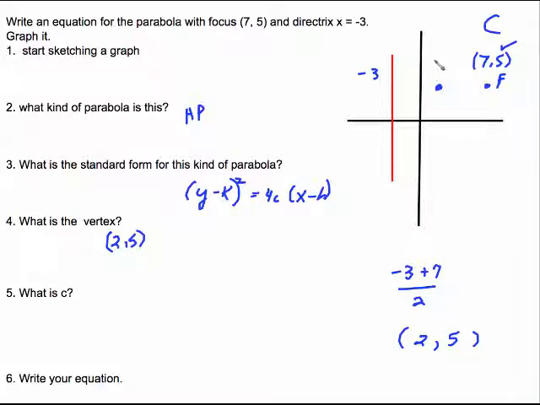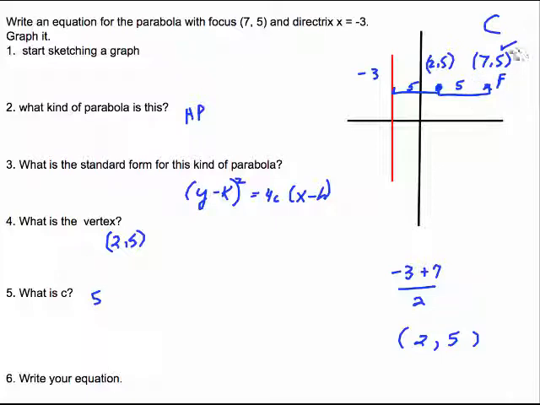Now the other thing is, if this is a 2, 5, we can use that information to come up with c. Remember, c is the distance from the vertex over to the focus. So if you're at 2 and you land at 7, that is a distance of 5. So c is 5. I could have just as easily gone backwards from 2 back to -3, which is also 5. And what that does is verify that my vertex is right smack in the middle.